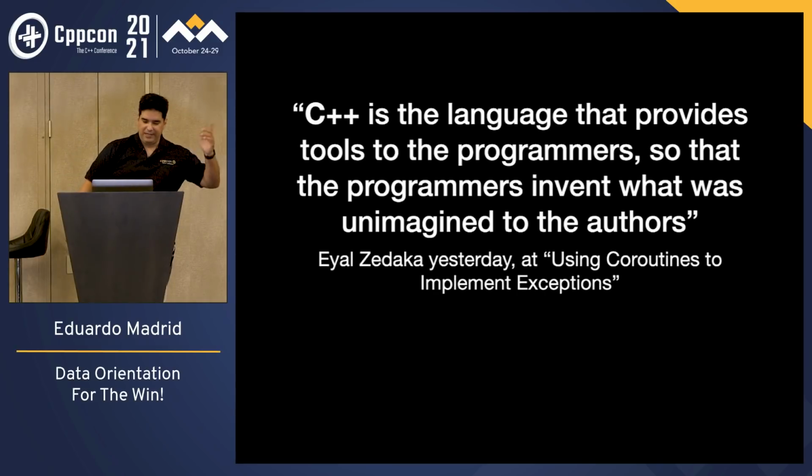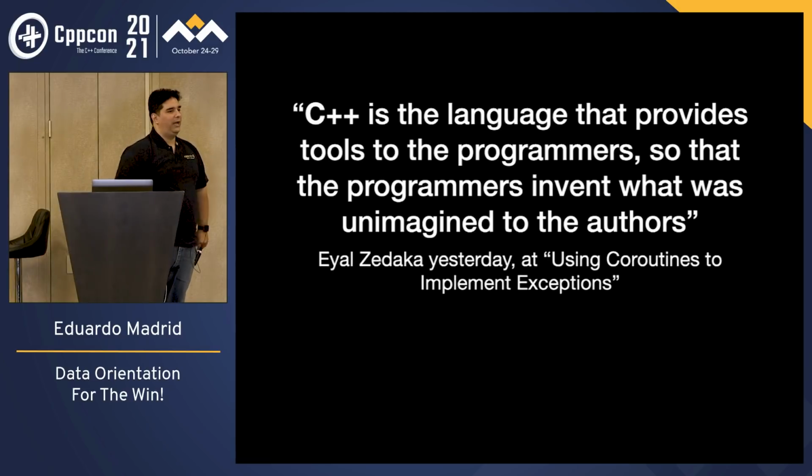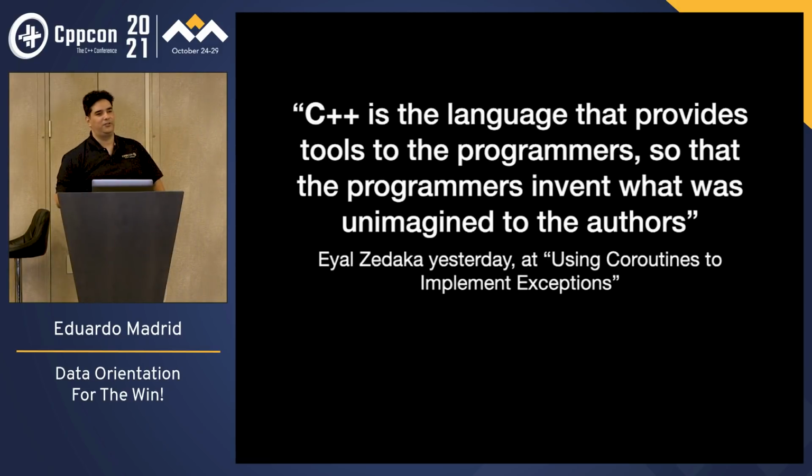Well, yesterday, there was this good presentation by Eyal Sedaka. One of the great things of presenting on Friday is that you can make such a summary of the good presentations that have happened so far, right? So he said something that I absolutely loved. C++ is the language that provides tools to the programmers so that the programmers invent what was unimagined to the others. So we are getting away with rejecting two features of the language or our practice of how to do software, and attempt to use C++ features to accomplish something else, and probably we can get ahead.